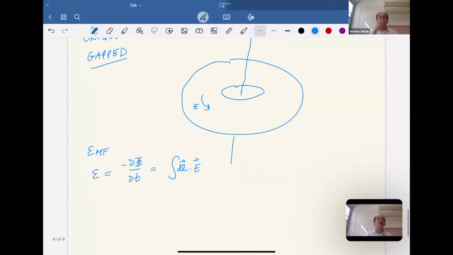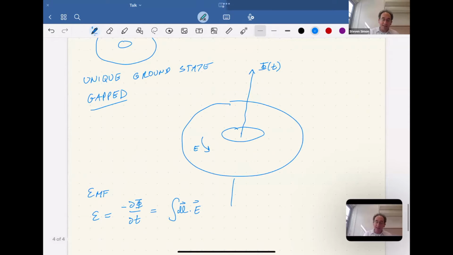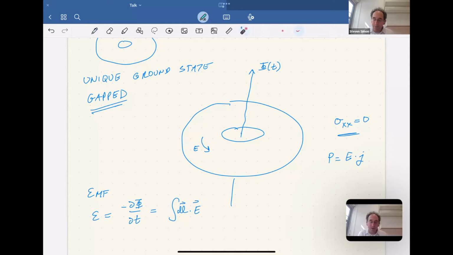Now, I know that since this thing is gapped and has a unique ground state, the longitudinal conductance better be 0. Why is that? There better be no current flowing in the direction of the electric field. Why? Because if there's current flowing in the direction of the electric field, that means there is current and E going in the same direction, and then there's power dissipated. Power is E dot J. If the longitudinal conductance were non-zero, there would be power dissipated.